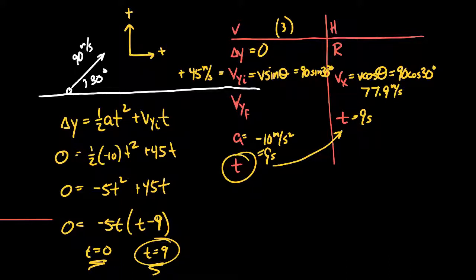But what if you were to try and throw something to a friend on the roof? There's a time on the way up and a time on the way down. You have to choose the right one. Now, the rest of this is pretty straightforward, right, guys? Range is going to be 77.9 times 9, or 701 meters.